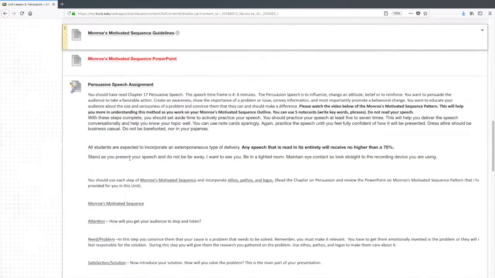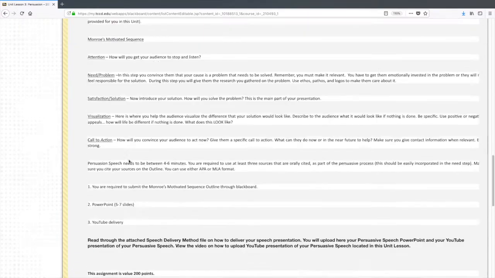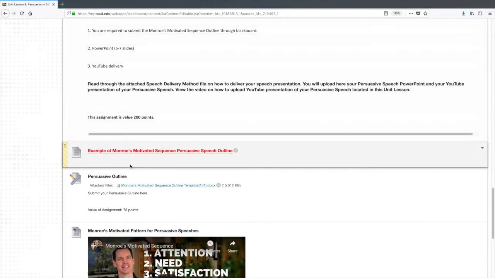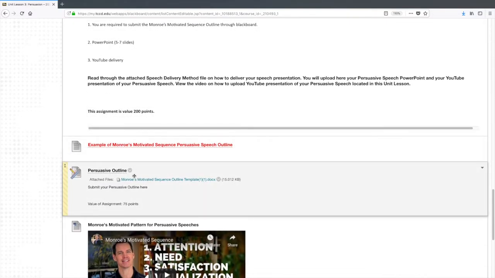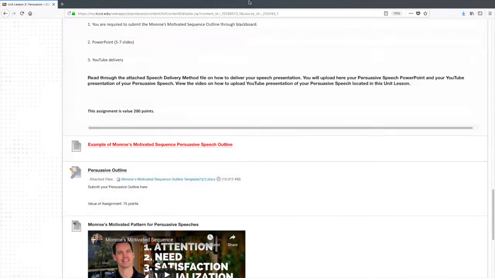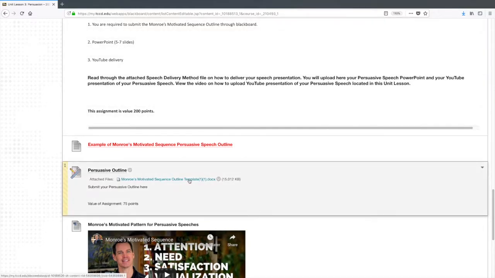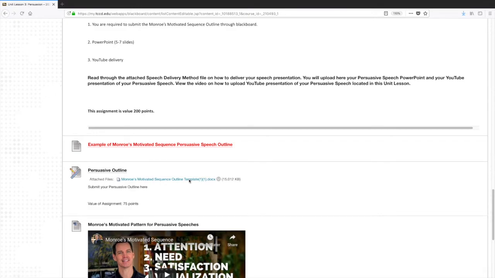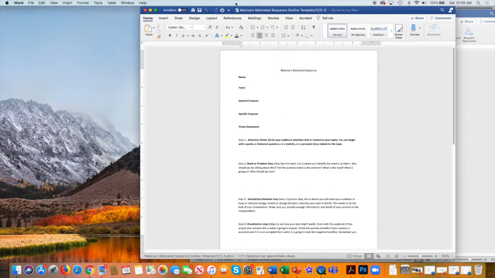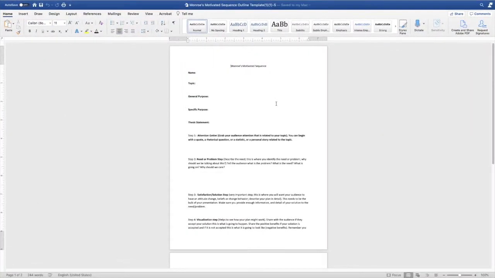So now I'm going to go ahead and go over the Monroe's Motivated Sequence Outline template. This is the template that you're going to be using. It's a Word document. So I believe, let me go ahead and open it up. So this is what it looks like. It is a Word document.